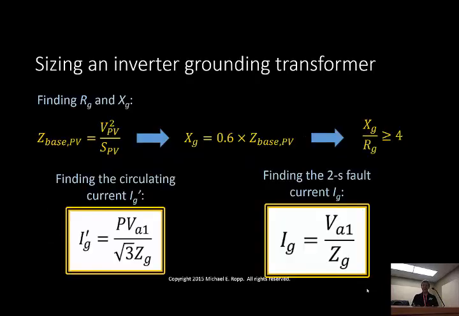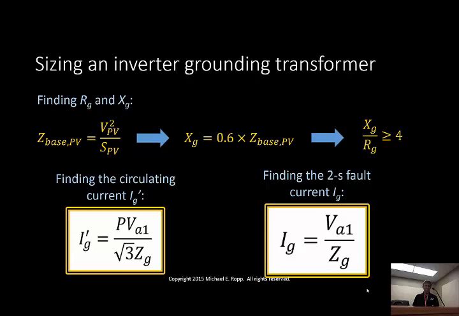So how do I get these? Now, I mentioned before, obviously I'm glossing over a lot of background math here. Anybody who's interested in it, don't hesitate to contact me. I'd be more than happy to talk to you about it. First thing we need to do is find the resistance or reactance of the grounding transformer. And what we recommend at this point is using a recommendation that comes from IEEE 1547.8.